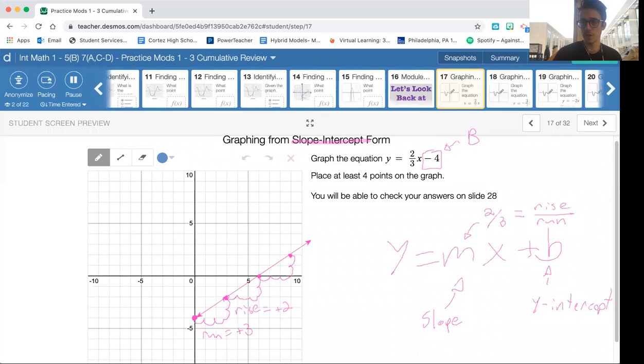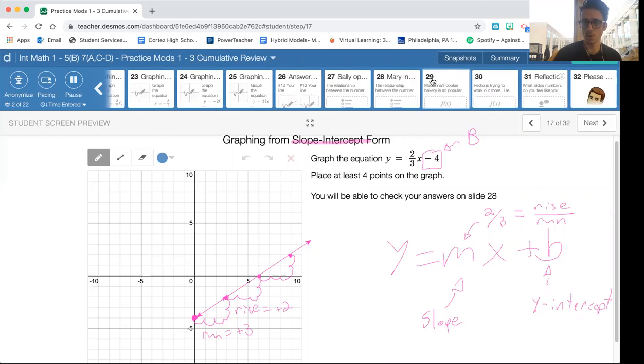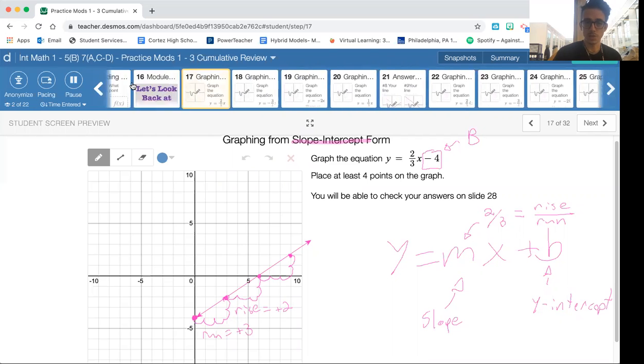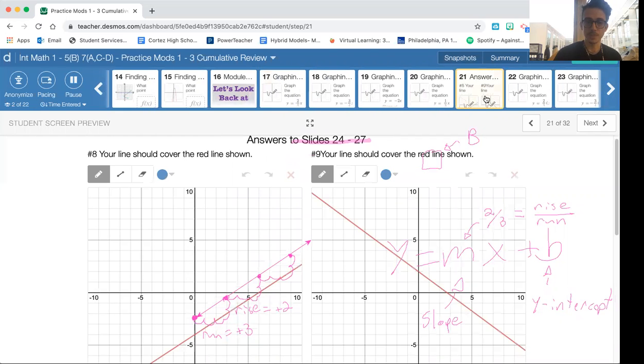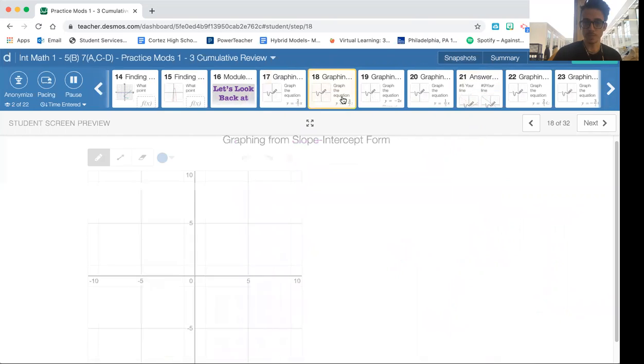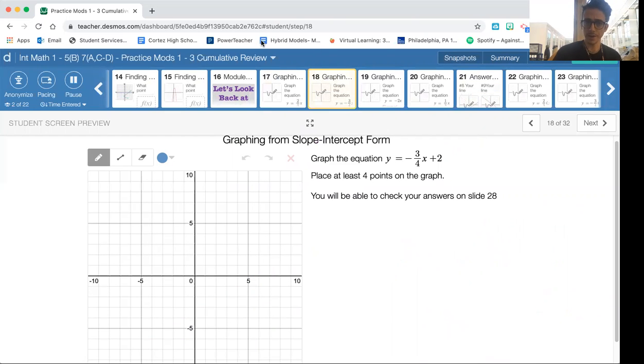And I'm actually going to show you how you can check your work. Scoot on over to, which slide is it? Oh, it's not slide 28 now. We switched these things up a little bit. Oh, it's this one. Yeah, that would have gone through the points. I'll actually show this one using the other actual graphing tool.